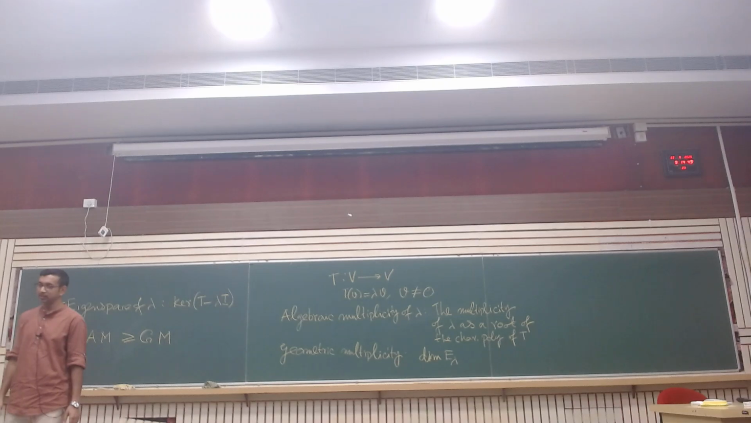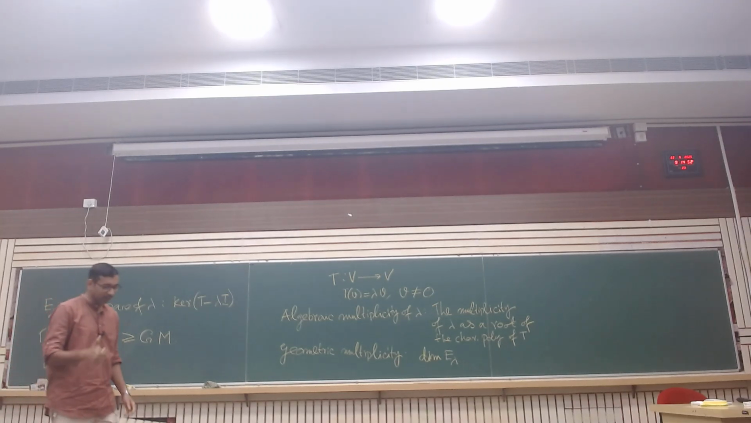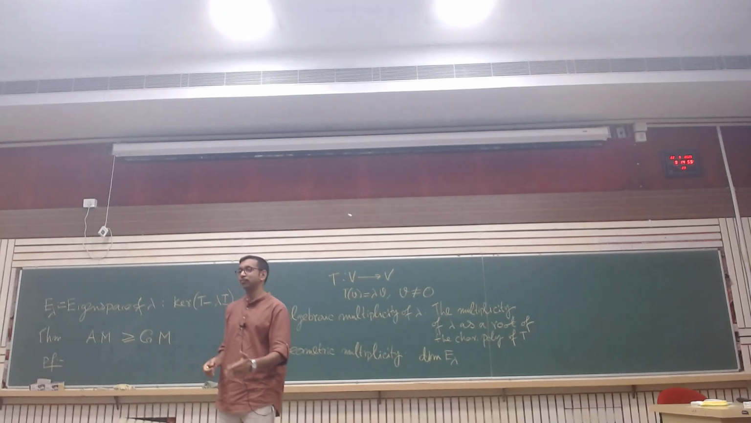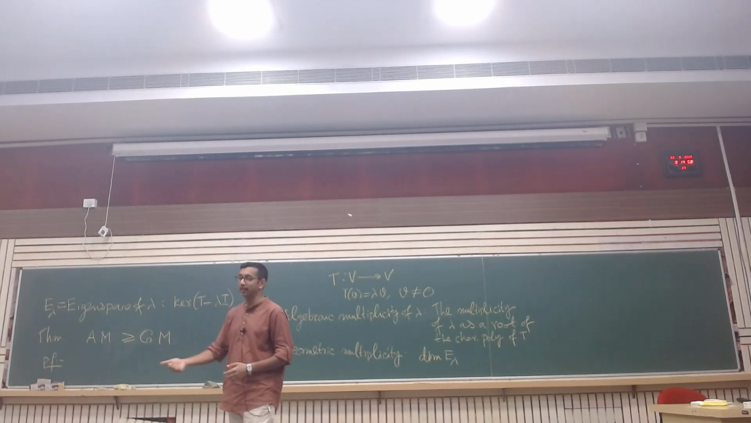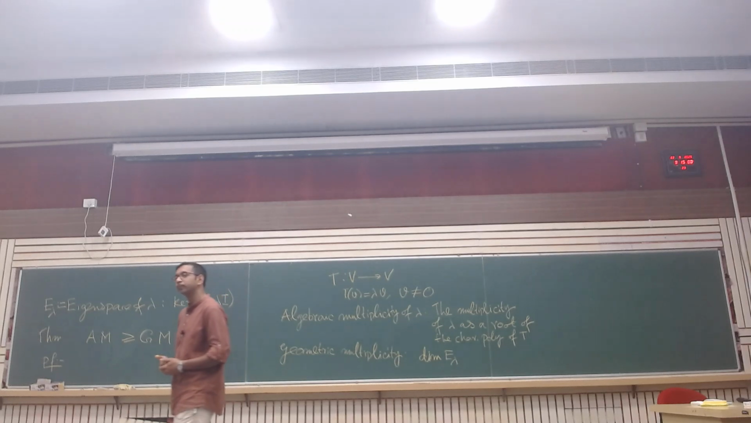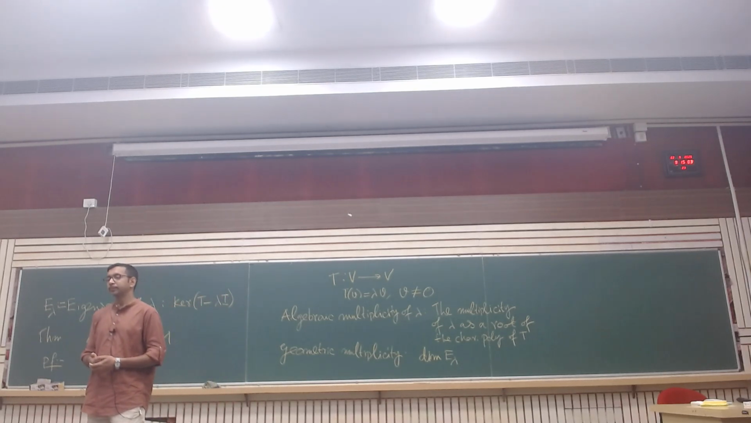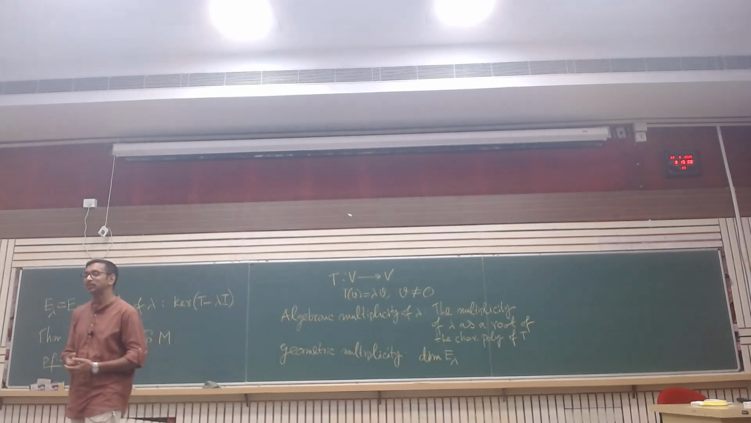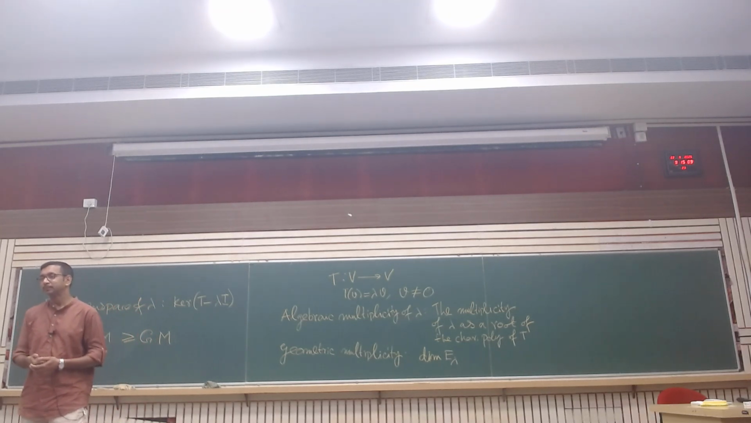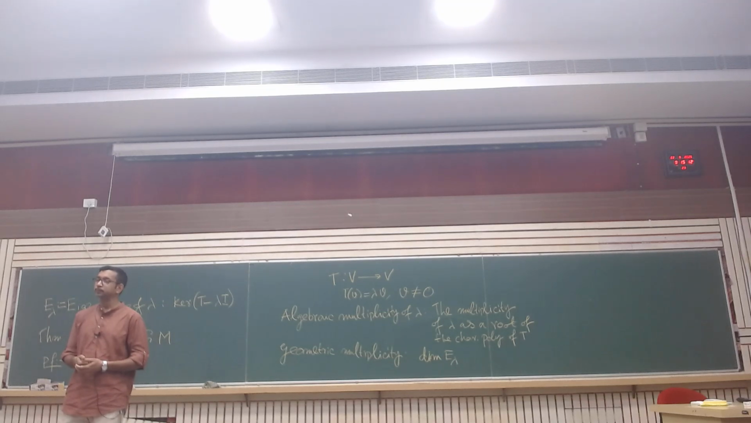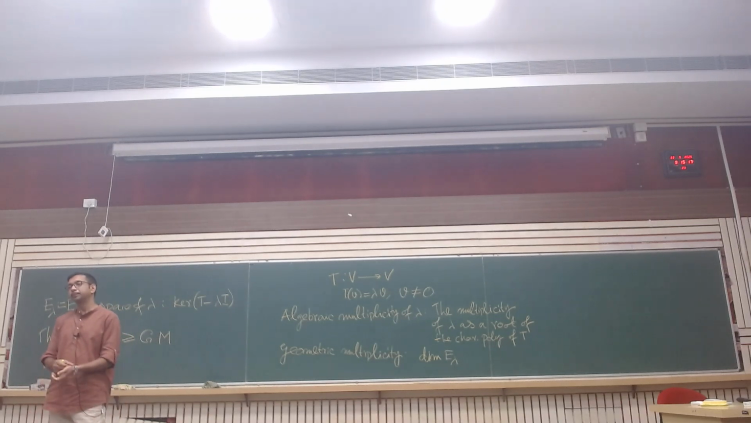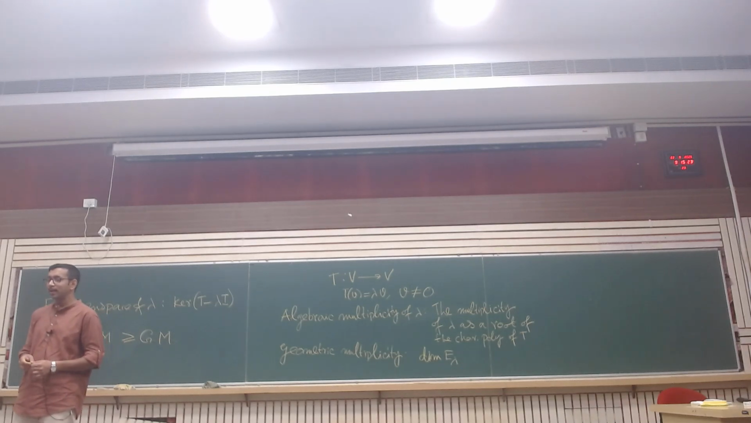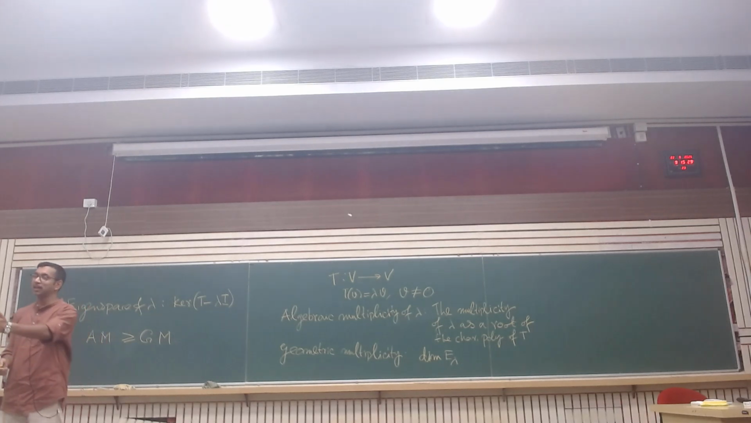Not unique eigenvectors. Eigenvectors are never unique. That is, if you have an eigenvector, any non-zero multiple of that is going to be again an eigenvector. How many eigenvectors could there be?